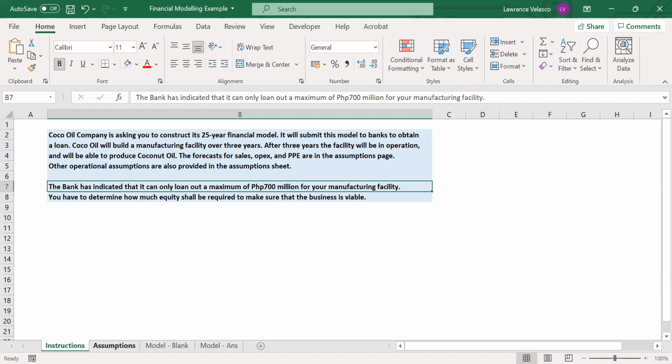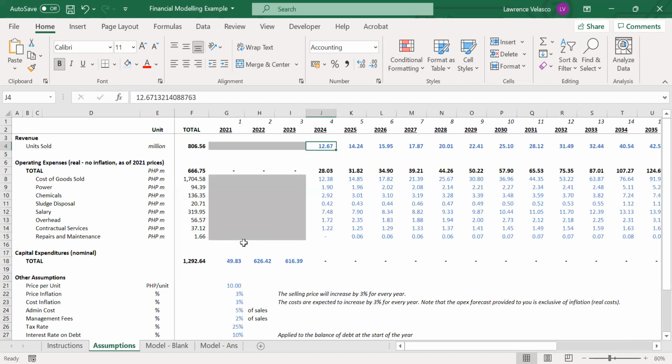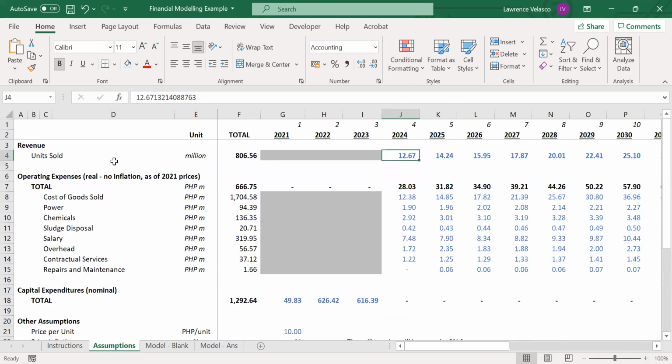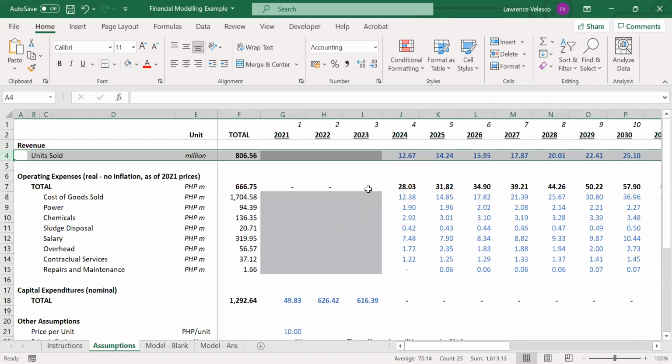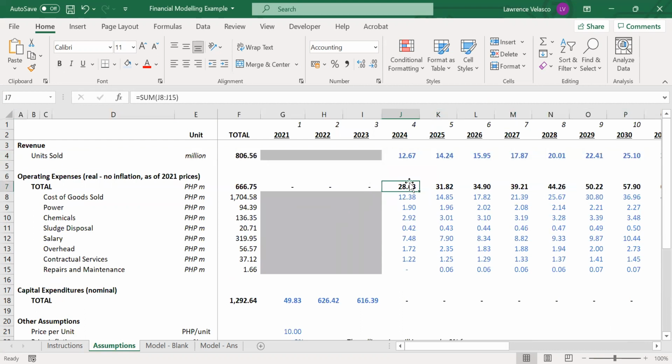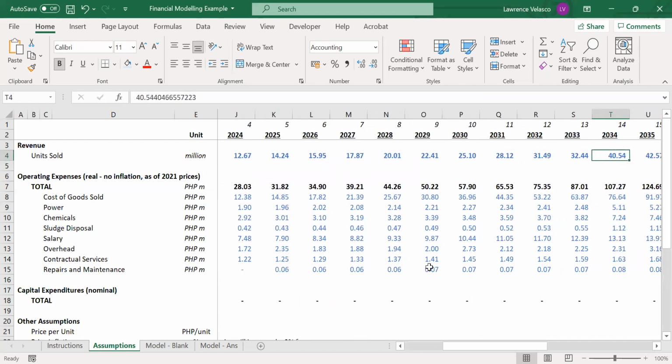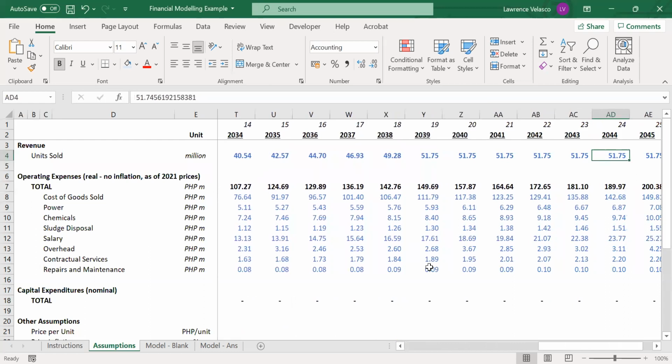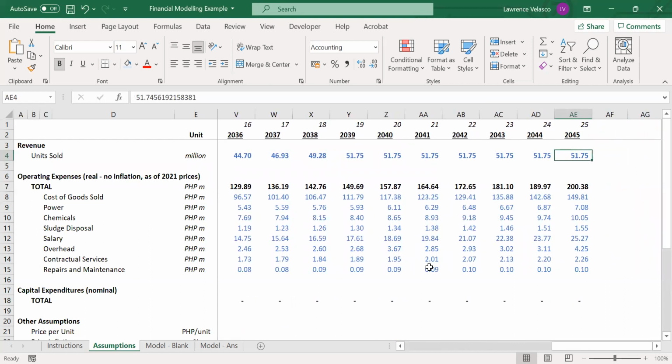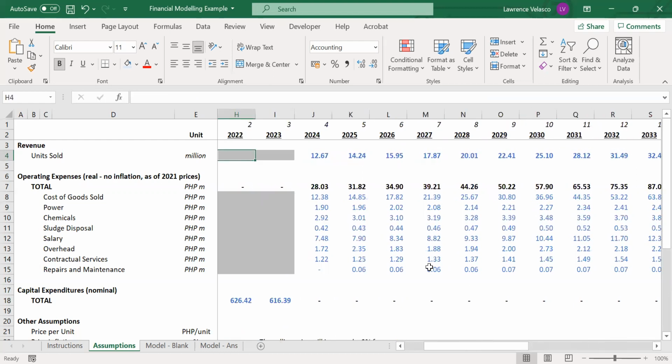So now let's go through the assumptions. You're given the assumptions in the assumption page. Here you're given the units sold. Let me enlarge it a little. Sabi sa'yo in millions. So starting year 4, you're able to sell 12.67 million coconut oil products, after opening. And there's already a revenue forecast provided to you, or at least units sold, until 2025. So that's 51.75 million units sold by 2025.